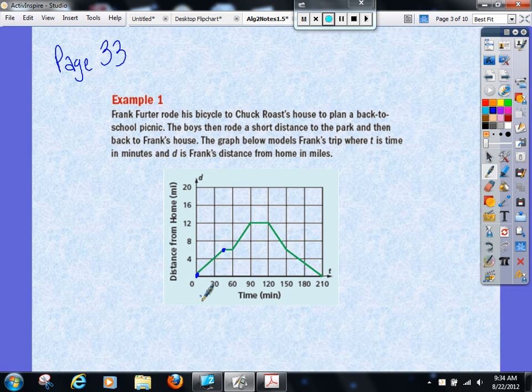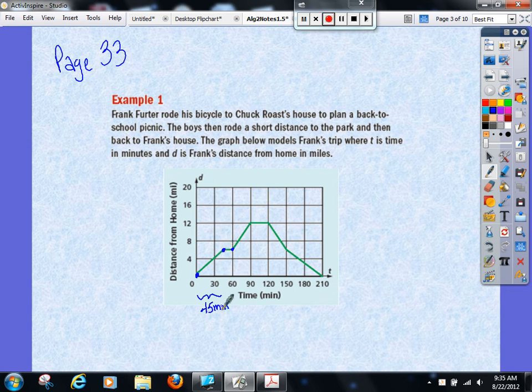This is telling me what? Well, it looks like he's been going here for, drop this down, looks like 45 minutes. And in that 45-minute time, he has rode his bicycle 6 miles? So what does this tell me in terms of the story? Well, he rode his bicycle to Chuck Rowe's house, and then it looks like here something happens. The time is going on, obviously, but the distance is staying the same. I'm guessing that Chuck Rowe must live how far away from Frank? Looks like 6 miles. He rode his bike to Chuck's house, and it was 6 miles away.